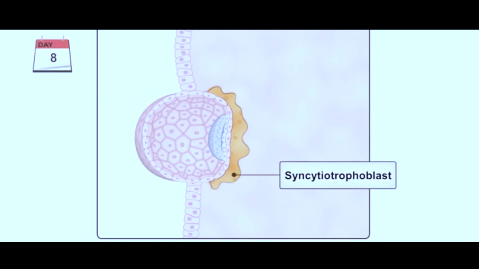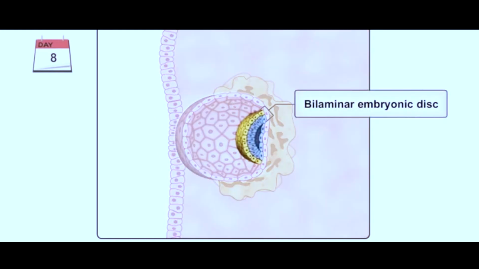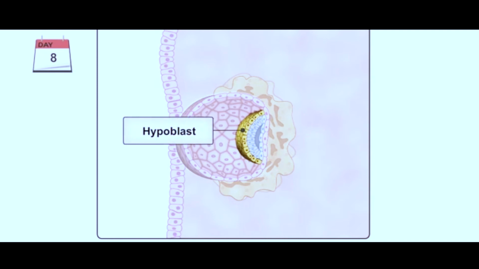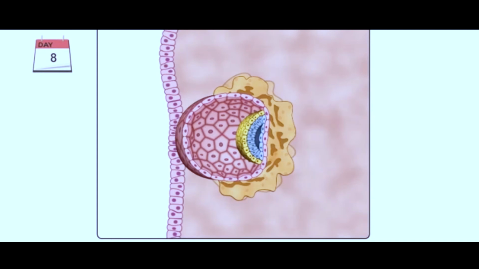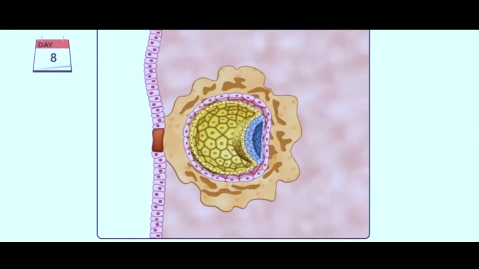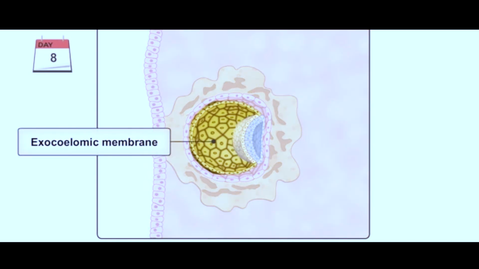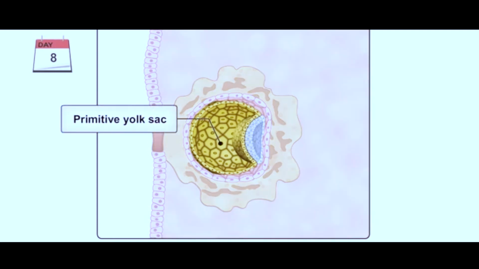an outer syncytiotrophoblast. The embryoblast differentiates into a bilaminar embryonic disc composed of 2 cell layers, the hypoblast and the epiblast. Soon after the embryonic disc has formed, a cavity begins to appear between the epiblast and the cytotrophoblast, known as the amniotic cavity. Cells originating from the hypoblast begin to migrate, forming a thin membrane, which covers the inner surface of the cytotrophoblast. This is called the exocelomic membrane. The exocelomic membrane and cells of the hypoblast together form the walls of the primitive yolk sac.